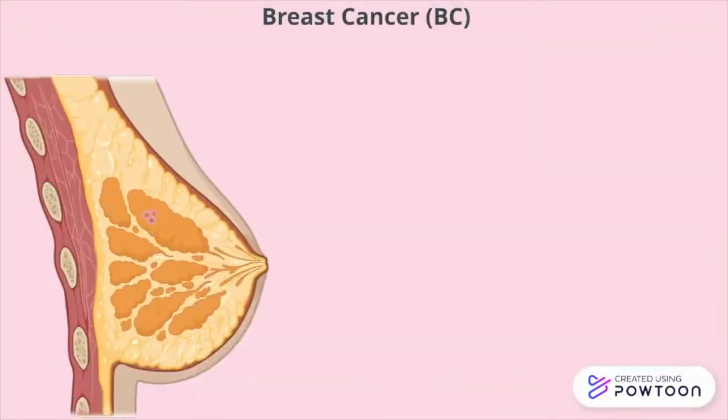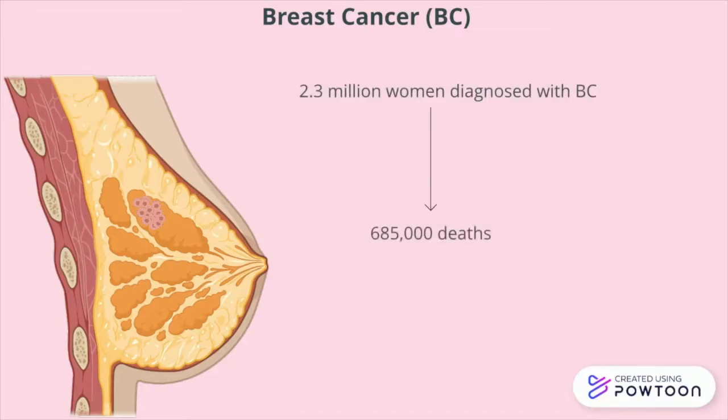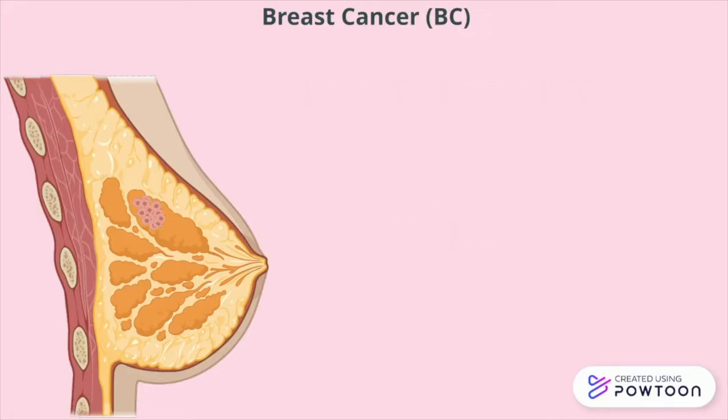Breast cancer is defined as a heterogeneous disease in which malignant cells form in the tissues of the breast. In 2020 alone, 2.3 million women were diagnosed with breast cancer and 685,000 deaths were recorded globally. Moreover, 1 in 12 women are expected to develop this disease during their lifetime, making breast cancer one of the most prevalent forms of cancers worldwide.